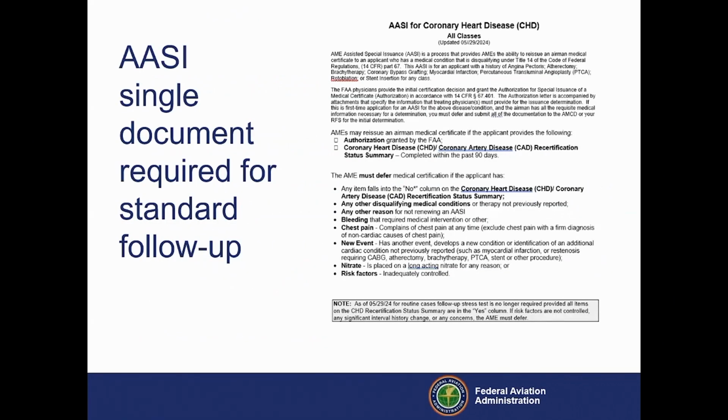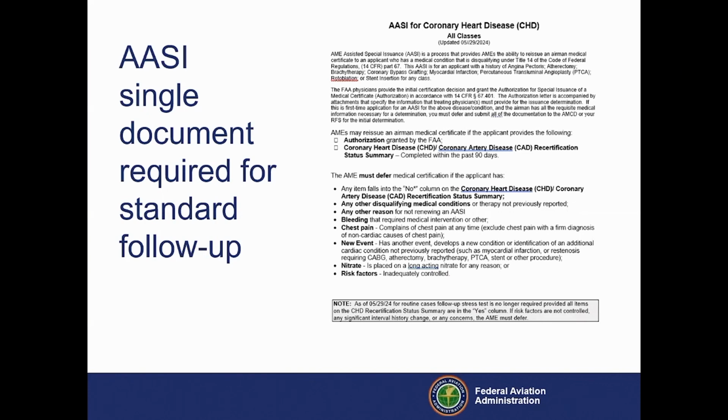So the big ticket item, this is the updated AASI for coronary heart disease. You will see in that second box under authorization for the FAA, the only thing that is required is a coronary heart disease, coronary artery disease recertification status summary. So it used to be a detailed clinical progress note from the cardiologist and some type of stress test. The goal is to have their risk factors controlled. So if their risk factors are controlled, all they have to give us is a coronary heart disease recertification status summary.